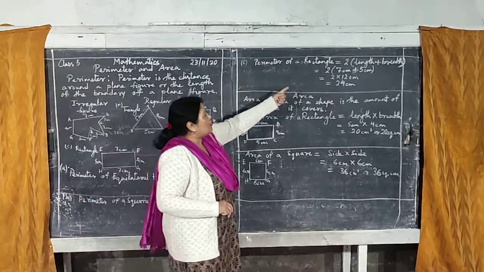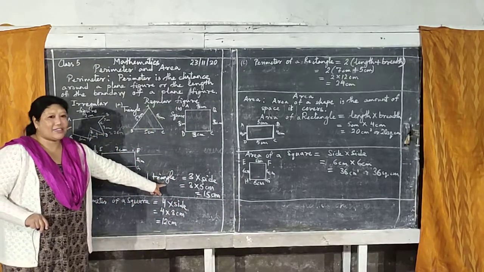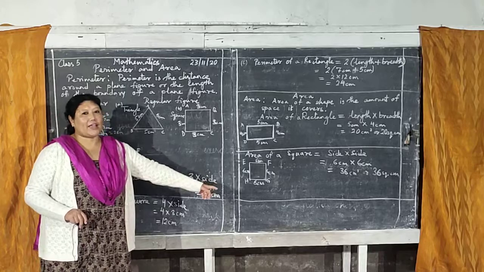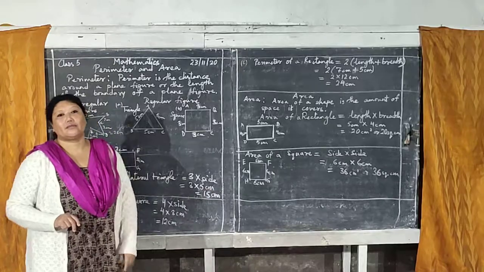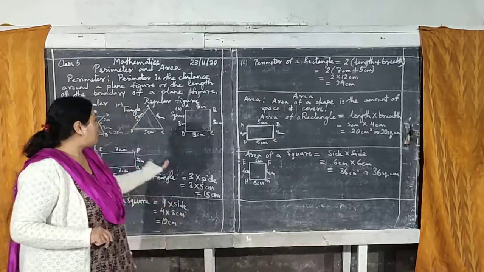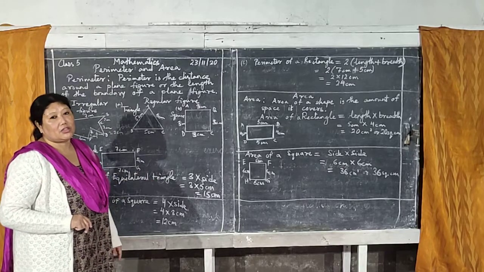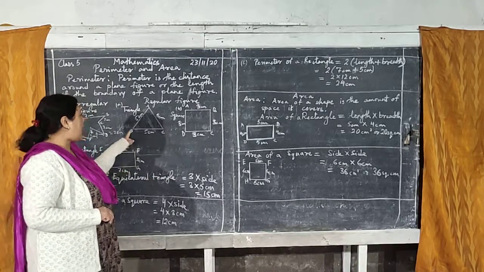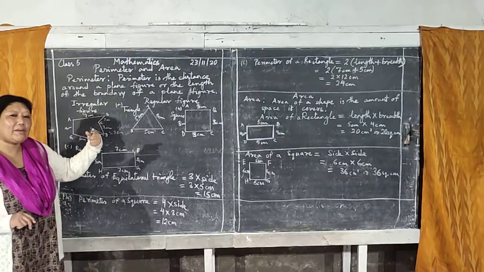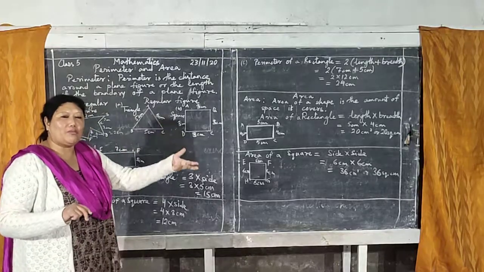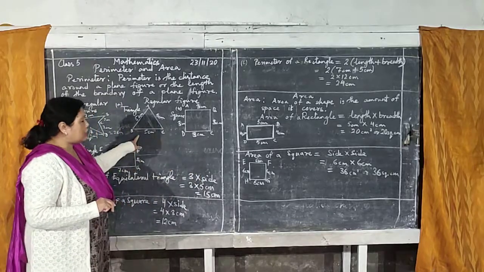I have written it here: perimeter of an equilateral triangle is 3 into side. The side is 5 centimeter, so 3 into 5, 3 fives are 15 centimeter. So the perimeter of this equilateral triangle is 15 centimeter. Not any triangle; I have taught you only the equilateral triangle. Remember, for another type of triangle there is another formula which you learn in senior classes. Don't bother about that. You just learn this one.